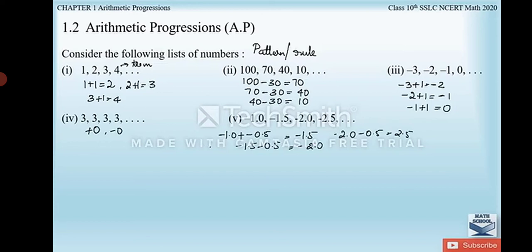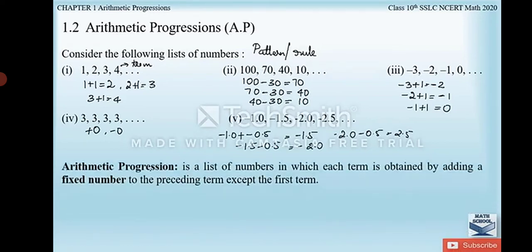From all the above lists of numbers, we can observe that the successive terms are obtained by adding a fixed number to the preceding terms. Such a list of numbers is said to form an arithmetic progression. So let us define the arithmetic progression. An arithmetic progression is a list of numbers in which each term is obtained by adding a fixed number to the preceding term, except the first term.